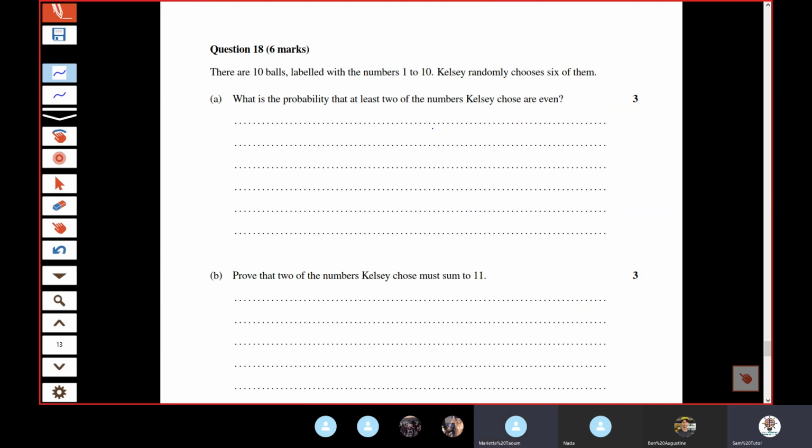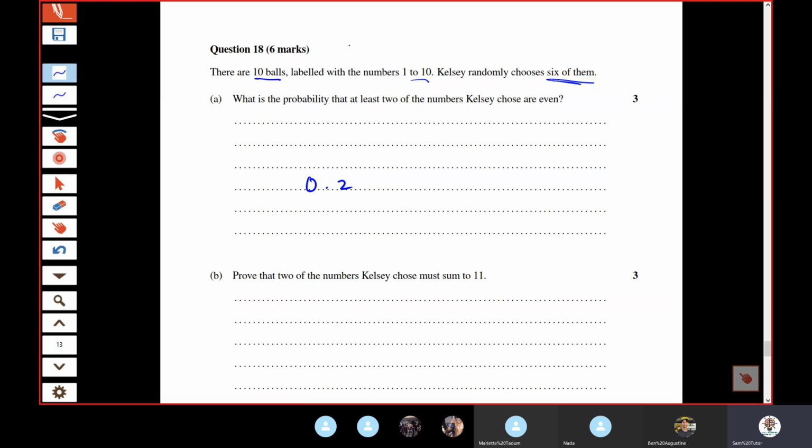I don't know if I did it right, but I got 0.2. Just 0.2? Yeah. There are 10 balls labeled with the numbers 1 to 10. Kelsey randomly chooses 6 of them. What is the probability that at least 2 of the numbers Kelsey chose are even?